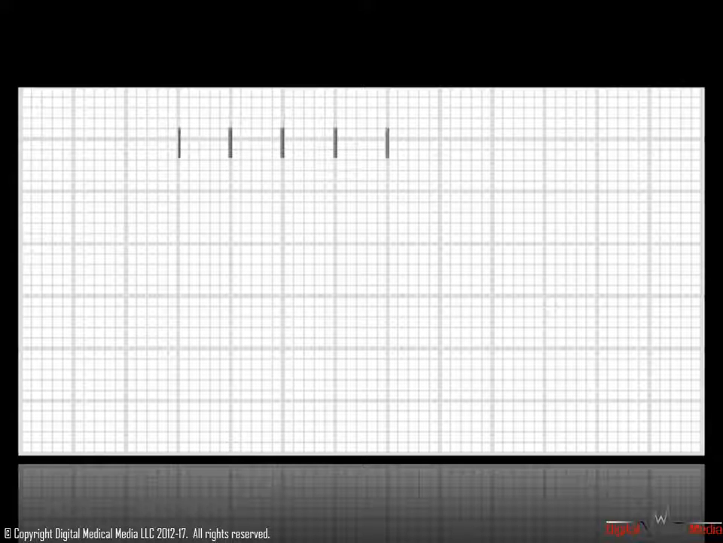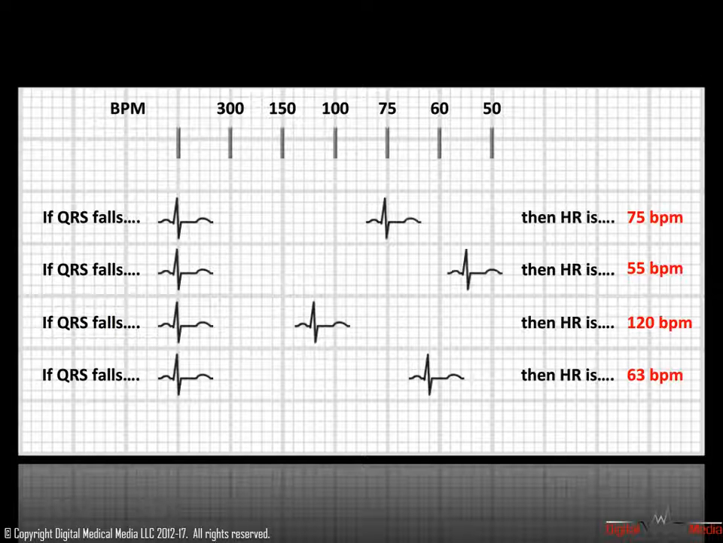First, find a QRS which falls on top of one large dark line. Then count over the following sequence of numbers: 300, 150, 100, 75, 60, 50. Whenever you hit the next QRS which falls upon one of these lines, then that is the heart rate. Let's look at a few examples.